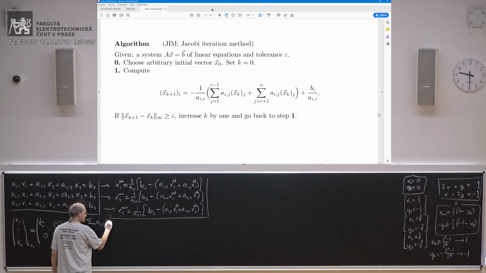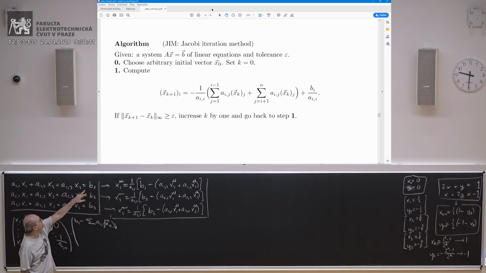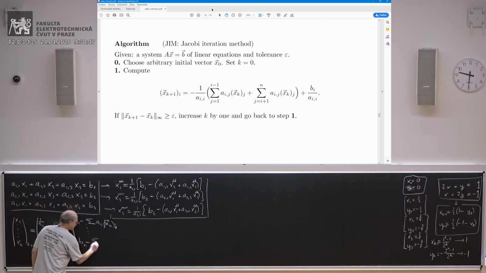But now I'm talking about the kth iteration of the vector. So let me introduce this notation. This is the kth vector and the jth coordinate. That's what I've been using in this slide. And finally, the last entry is bn minus the summation anj xj^(k), the jth coordinate. And in the summation, I always skip the diagonal term.